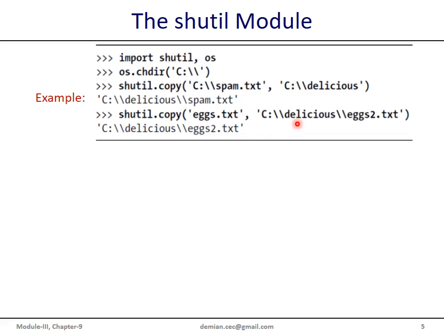If the destination contains the name of the file, then the same name will be assigned to the copied file. Here you can see this function copy will return the path of the copied file, that is C:\delicious\x2.txt.